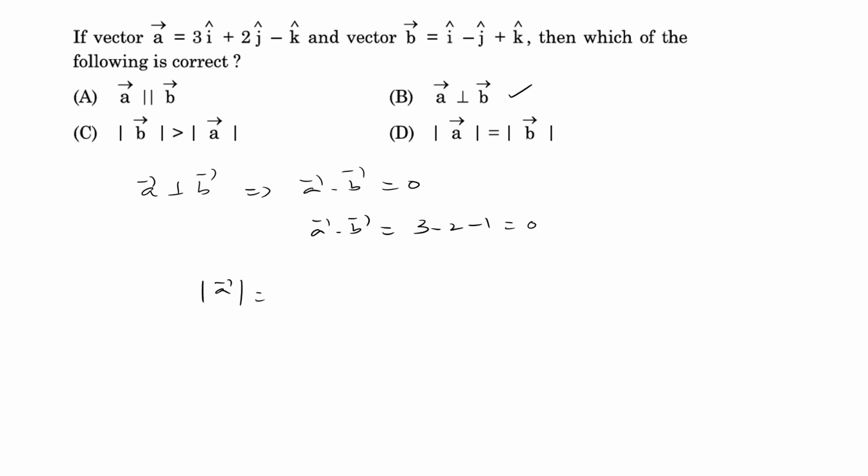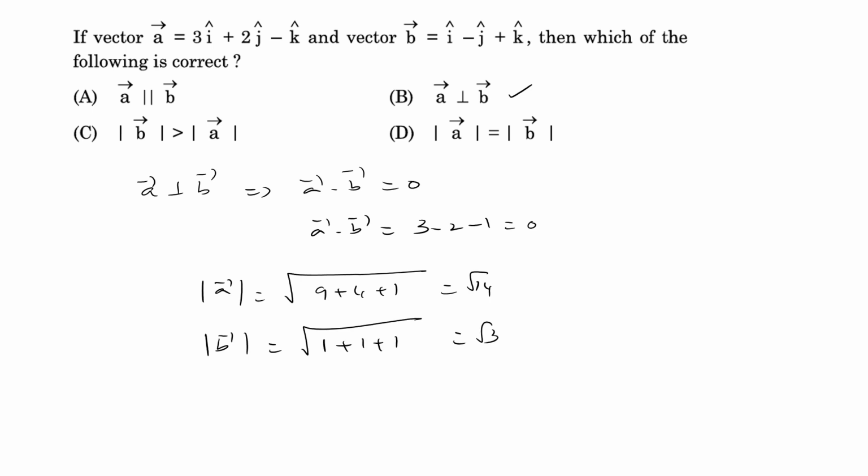Magnitude of vector A is equal to root of 9 plus 4 plus 1, which is equal to root 14. Magnitude of vector B is equal to root of 1 plus 1 plus 1, which is equal to root 3. So the relation between them is magnitude of A is greater than magnitude of B. This is false. A is parallel to B is also false.